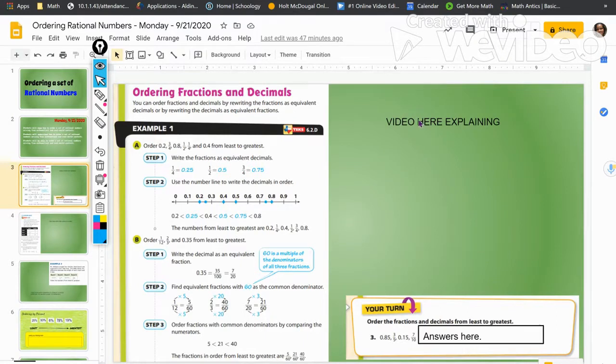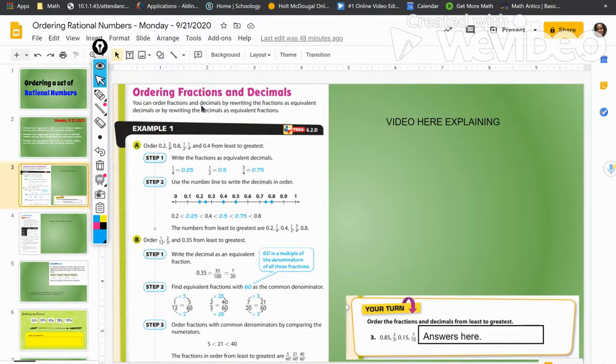Now, last week we were talking about classifying rational numbers, and remember, rational numbers are fractions and decimals. So whenever we want to compare fractions and decimals, a method we can use is to convert our fractions to decimals, which is something that we learned at the very beginning of school. Let's go over a couple examples here.